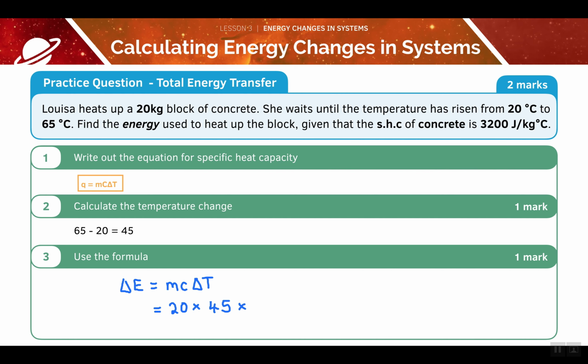times 3200, which gives us an answer of 28.